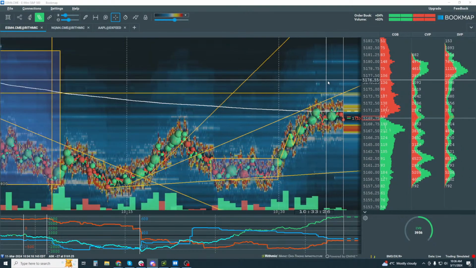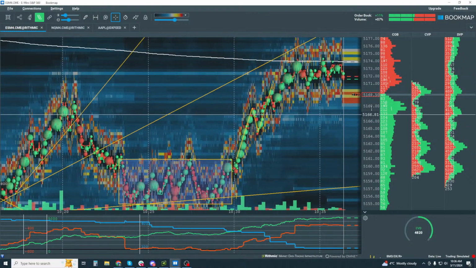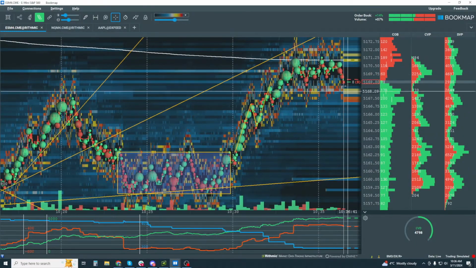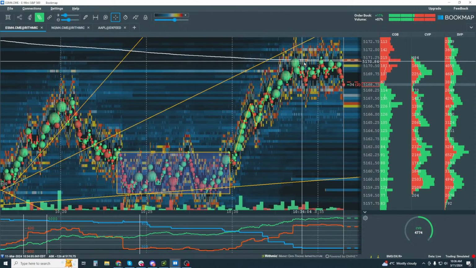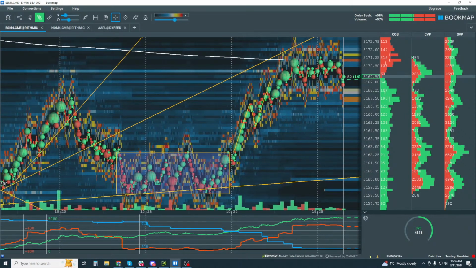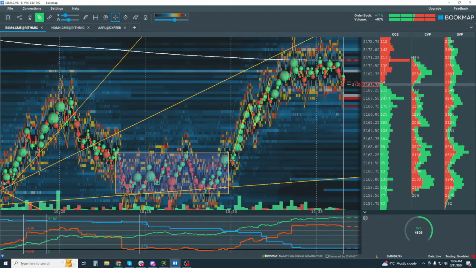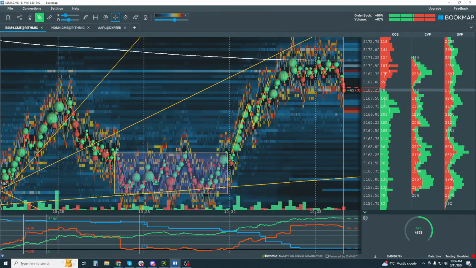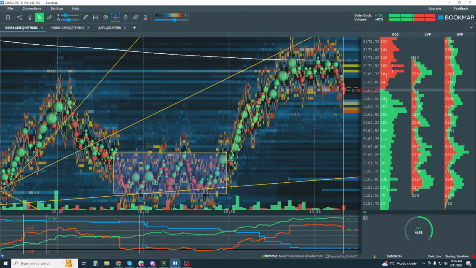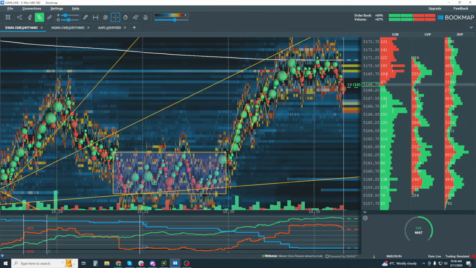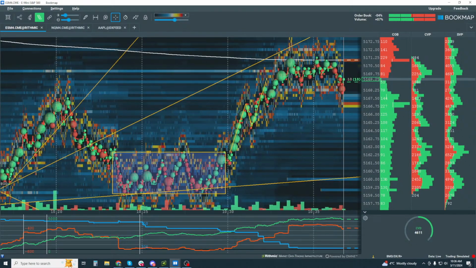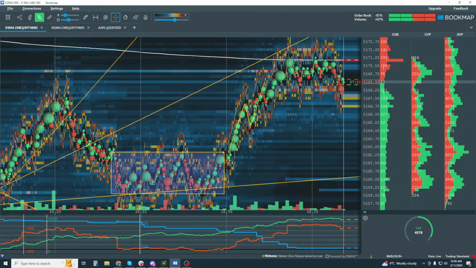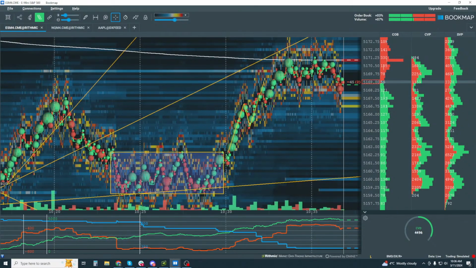Okay, this could turn into another flag, a bigger flag pattern in here. This would be our pullback right now. See how it kind of exhausted up here? See, is it donkey in here? No, I don't think so.